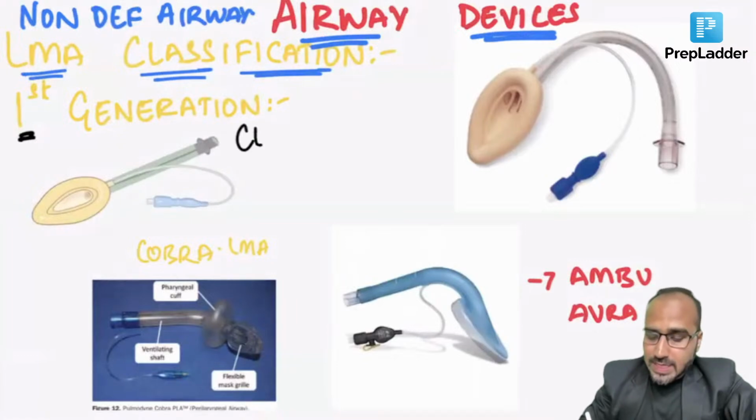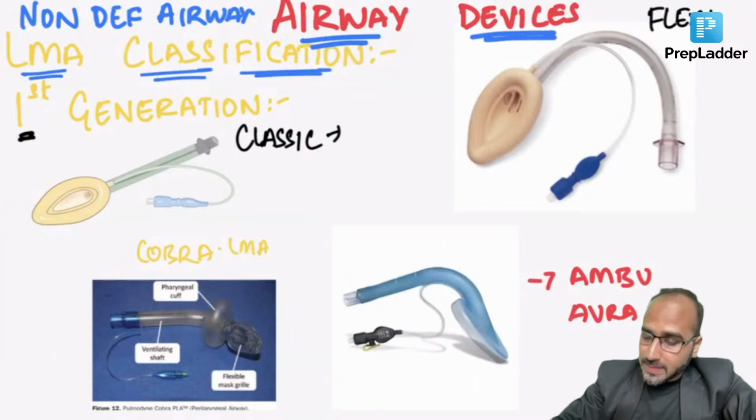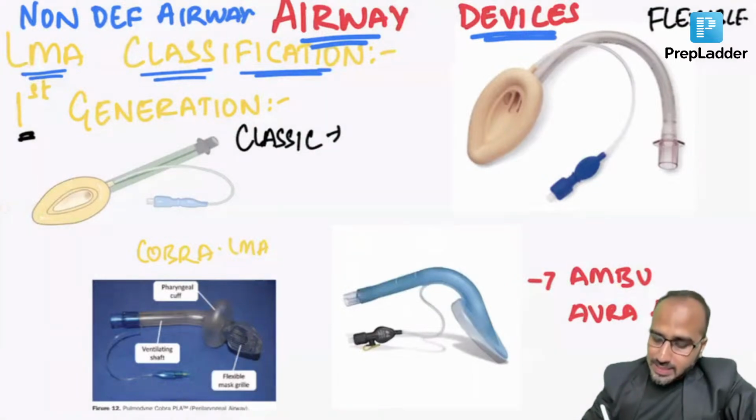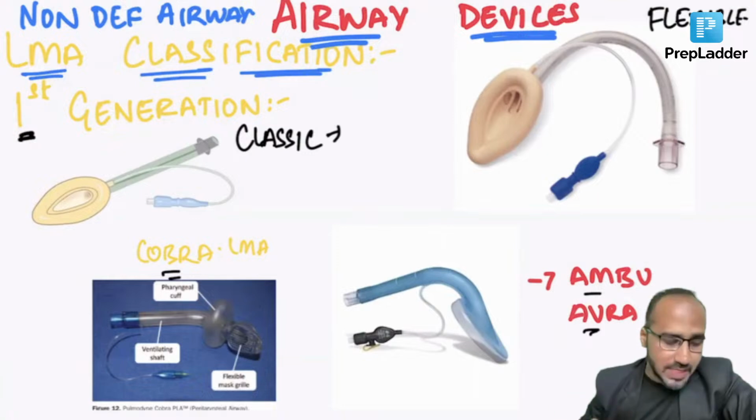Examples of first generation LMA are the classical LMA. It is a first generation. This LMA is the classical LMA which was introduced first. Then there is a flexible LMA or flexometallic LMA. Okay, it also has one opening. Then there is a Cobra LMA. Then there is Ambu Aura 40 LMA. Okay, all these come under class 1 or first generation LMA, right?